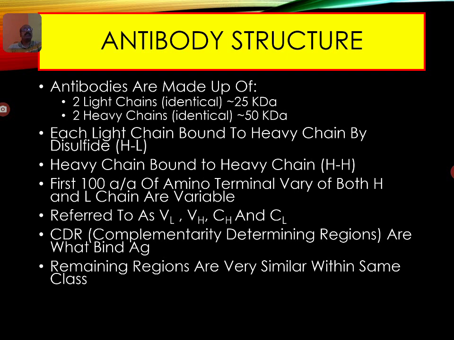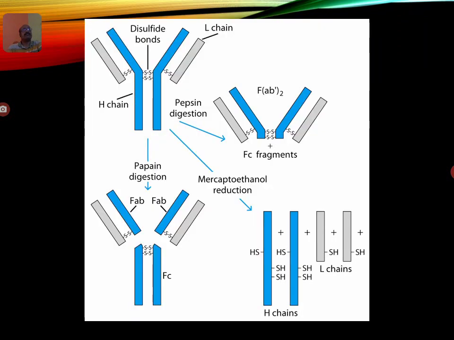Antibodies are made up of proteins. So when we digest the protein with enzymes, the bonds between them break down and automatically it gives a fragmented structure. In this slide you can see how an immunoglobulin molecule will be broken down into different fragments using pepsin, papain and mercaptoethanol reduction. We can see it later.